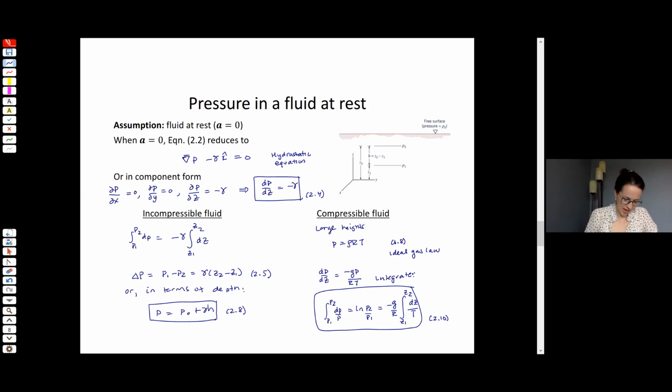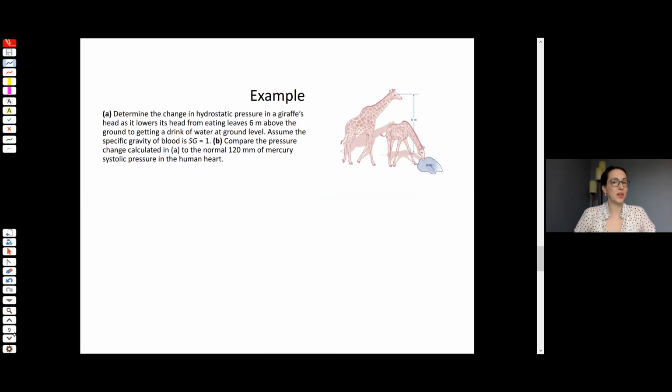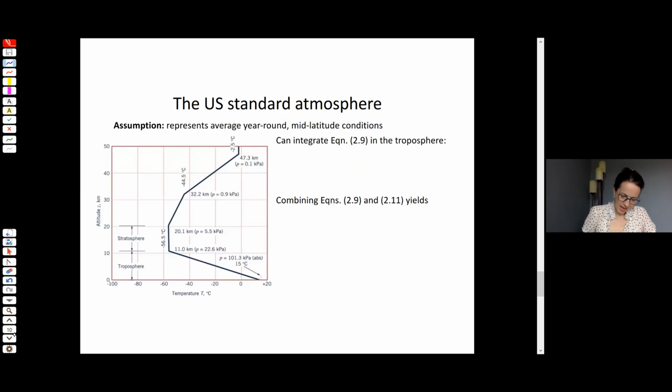So I'm going to skip my cute giraffe example for now and finish up talking about the US standard atmosphere. And if we have time, we'll come back. Okay, so there's a thing called the US standard atmosphere. It really was developed by scientists during this sort of golden era of rockets and flight because they wanted to be able to characterize the atmosphere in terms of height, in terms of pressure and temperature, right? Obviously, it's wildly variable, but they came up with a chart, tables that represent average year-round mid-latitude conditions.